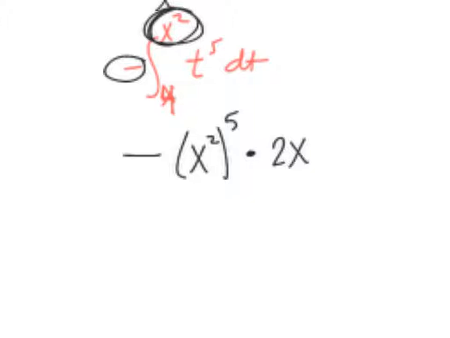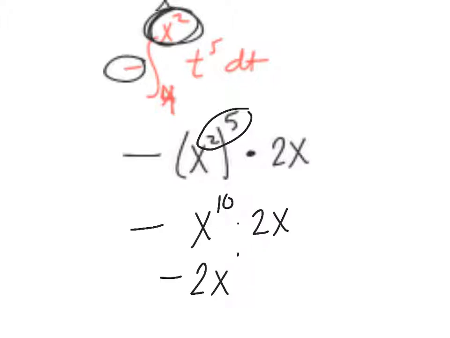Now I'm going to clean it up just a tad. Power to a power is multiply, so that's negative x to the 10th times 2x. So I'm going to say that's negative 2x to the 11th.